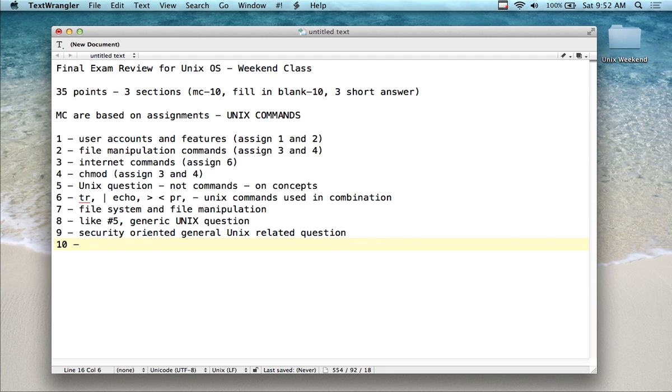Last but not least, number 10 of the multiple choice variety. Wow, I gave you 2 change mod questions. So this is a change mod question. So if you don't get the first one, you'll probably get this one. Change mod question.